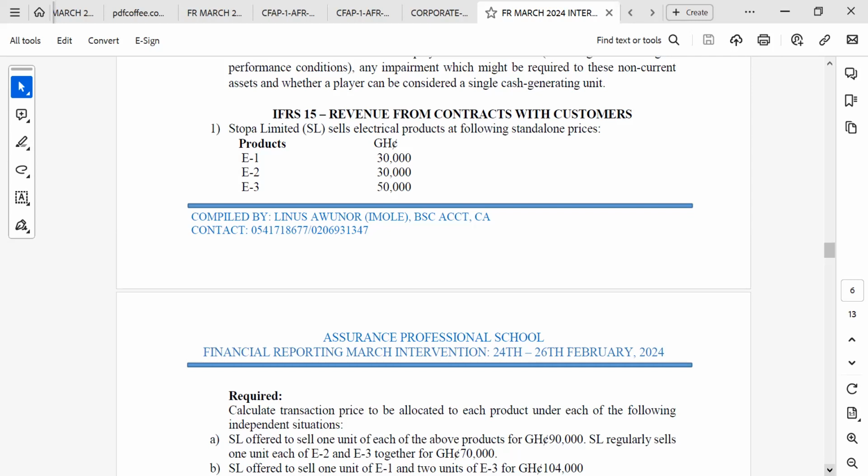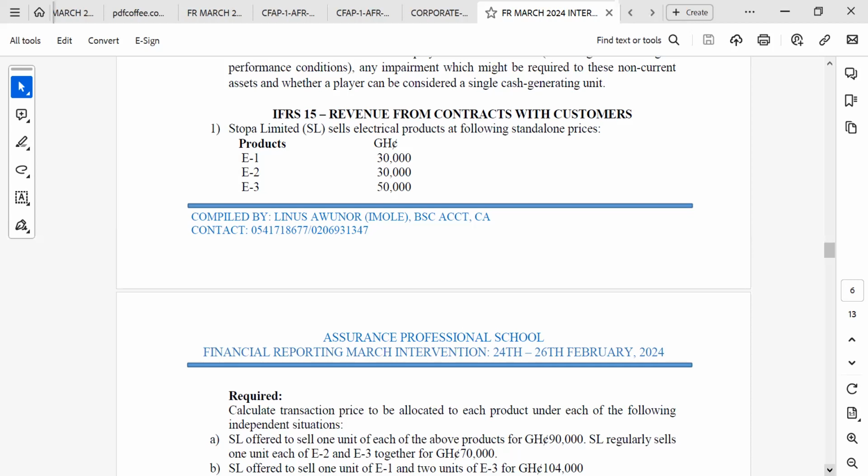So recognition over time is a situation where control of the side of the work that you have done has been passed on to the customer, and the company also has a right to additional cash flow as the contract is going.